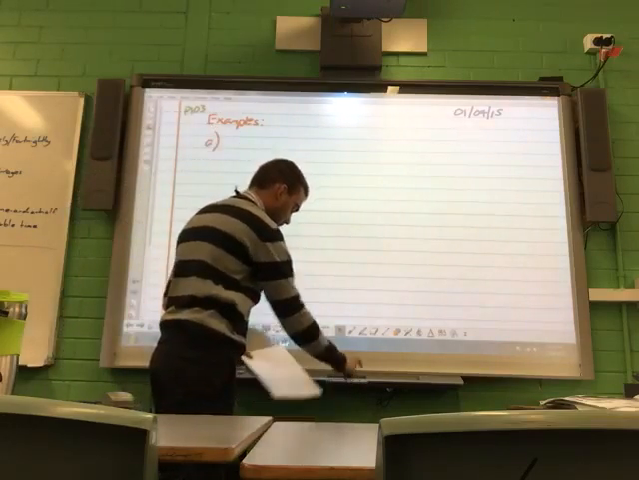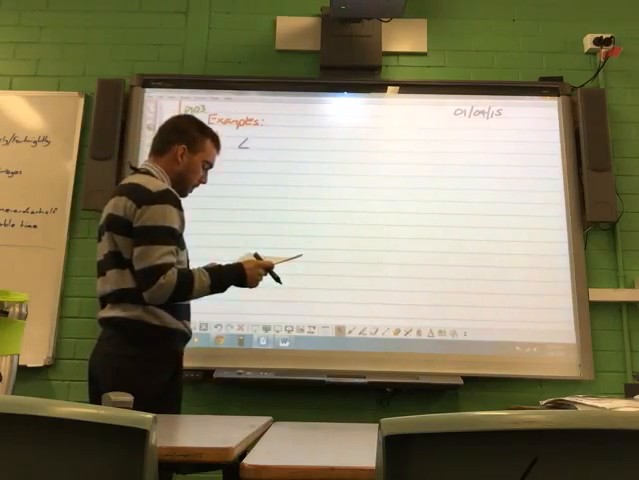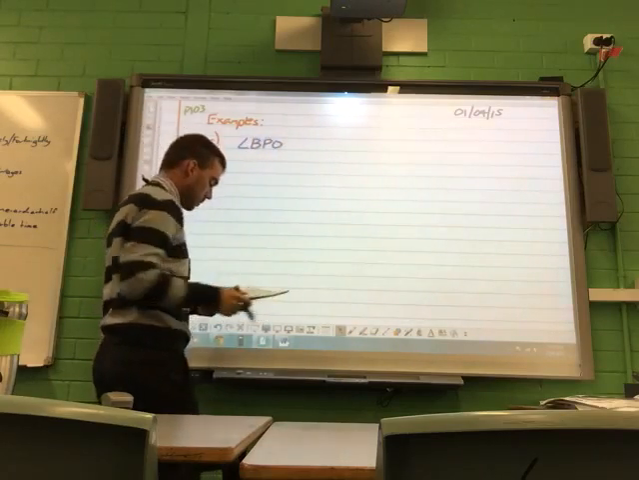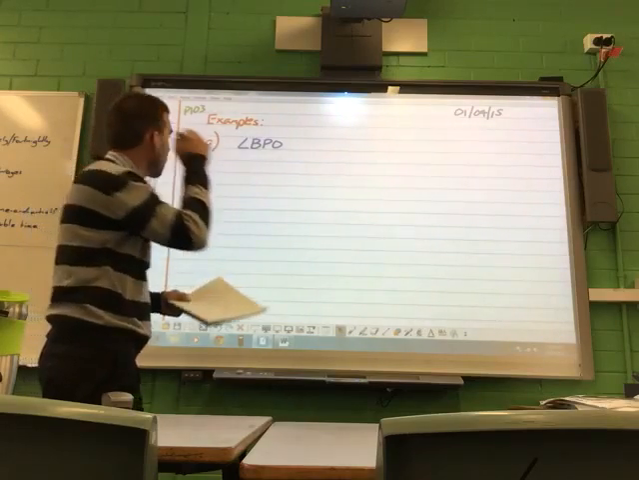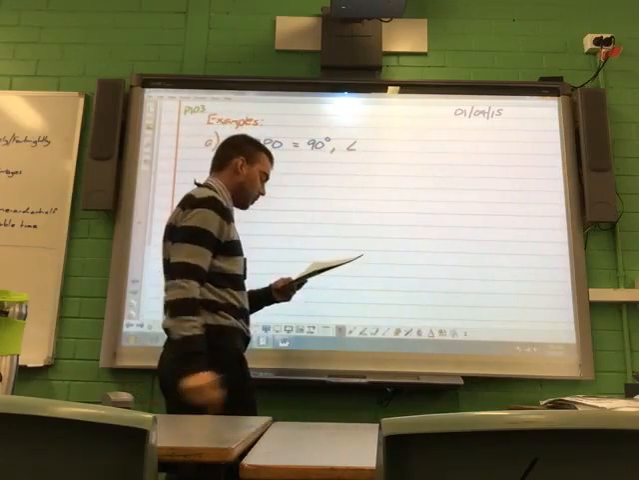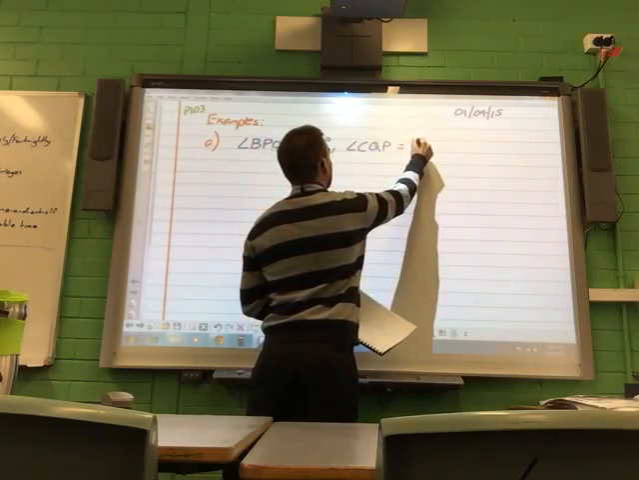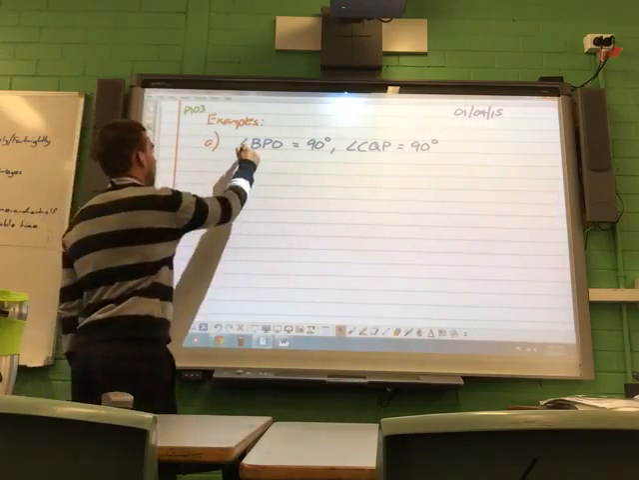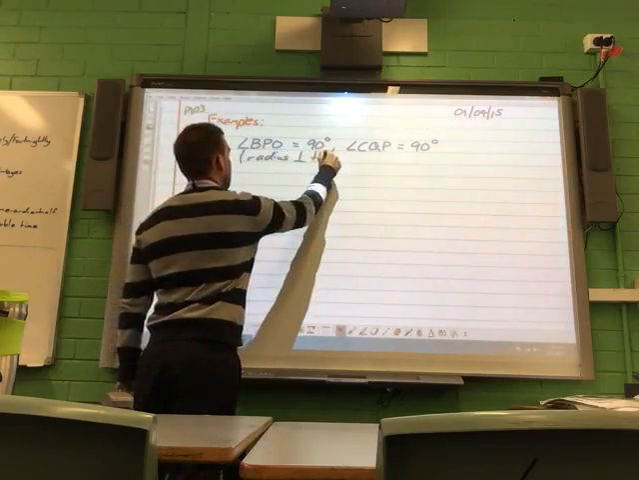Right, so we need to show those two angles. So angle BPO or BPQ or any other valid notation there, will equal 90 degrees, and also angle CQP is 90 degrees as well. Okay, and we need to state a reason. Radius is perpendicular to tangent.